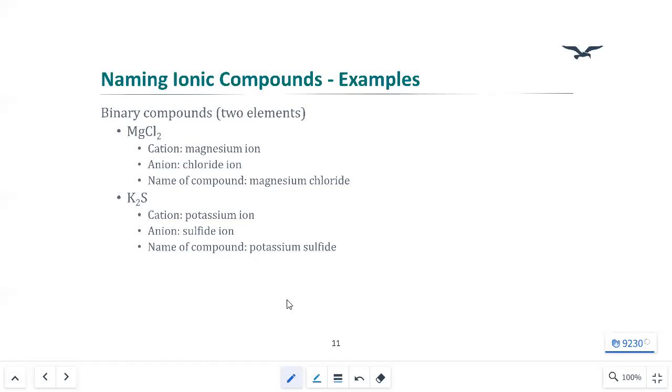I can look at K2S. K2S, I recognize, okay, K is potassium, S is sulfur. So the cation here would be the potassium ion. S, sulfur. Well, I have to change the ending. Sulfur turns into sulfide. So the anion here is sulfide ion. Put the two together, it's potassium sulfide.